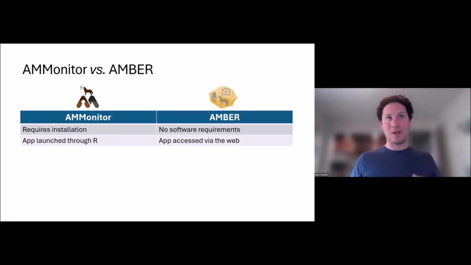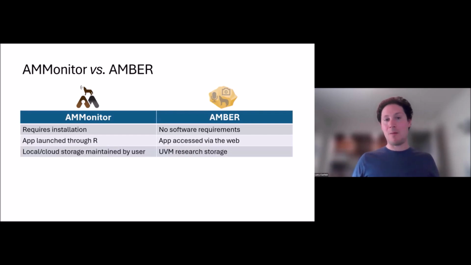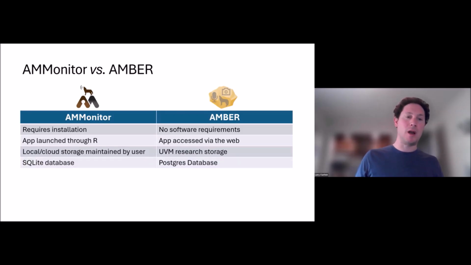And so being in the cloud, whereas with AMMonitor we needed to launch the app through R, and remember, I pointed out that little IP address that shows up in your web browser, with Amber it's as simple as going to a website and logging in. In AMMonitor, you can use local or cloud storage, but the user maintains that storage. Within Amber, we've been able to leverage UVM's research storage in order to house and back up all of the media data, of which you can accumulate many terabytes using these monitoring methods. So data storage is a real challenge, and UVM research storage has been our solution there.